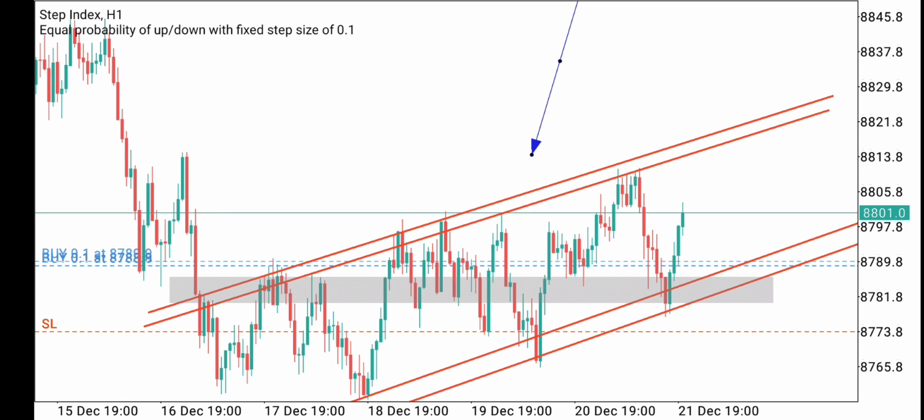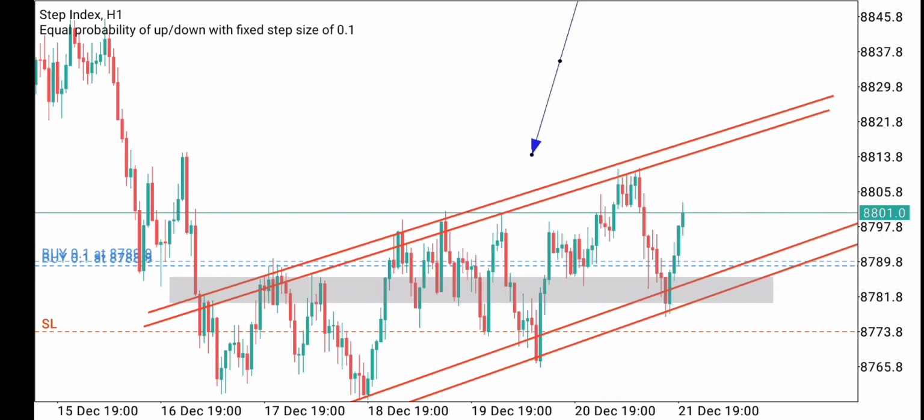So number one is that I got a very nice setup. All right, a very nice setup that clearly showed that market has been respecting the channel, from the top to this particular level here. All right, so market has been respecting it.